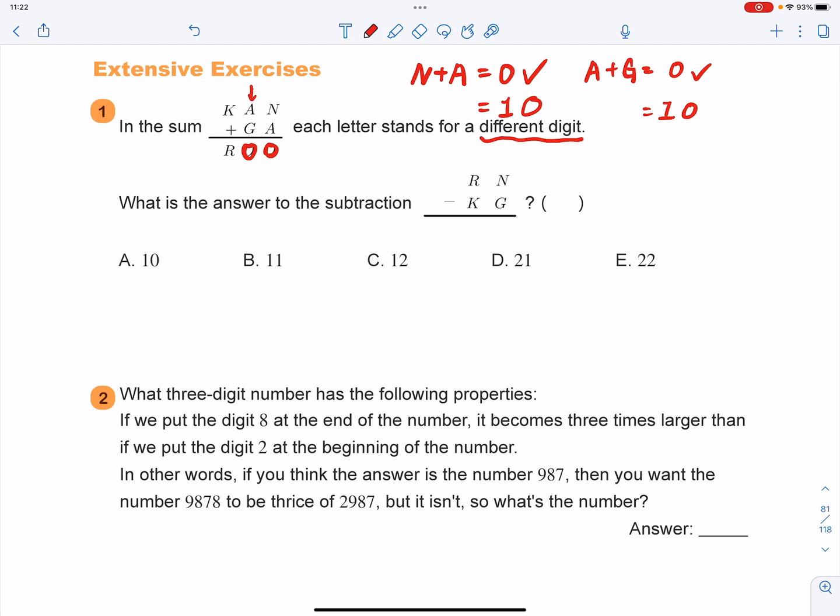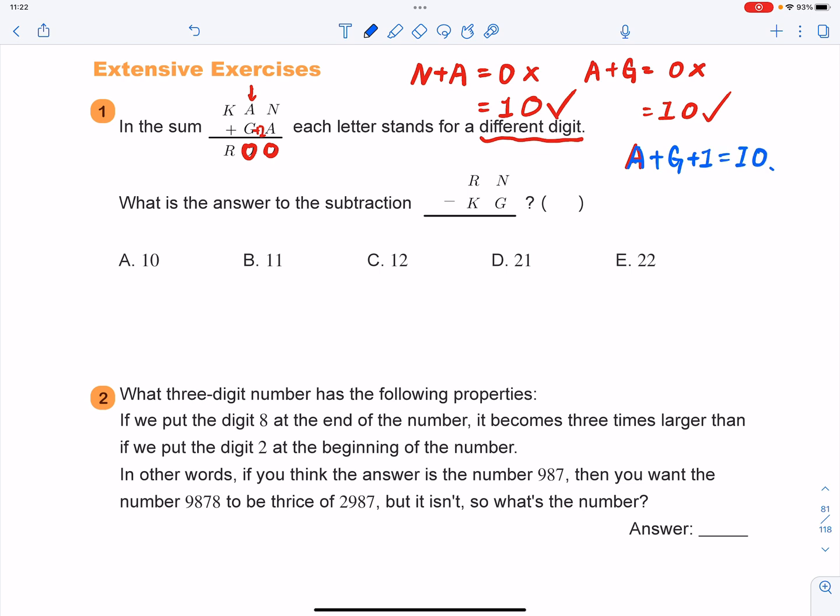It's not possible because each letter stands for a different digit, right? So you must choose the second scenario, okay? This is not true. You must go to the second scenario. So N plus A equals 1O. So you must carry over 1 to the 10s digit. And that means A plus G plus this carried over 1 equals 1O.